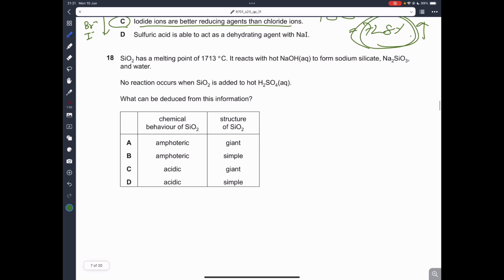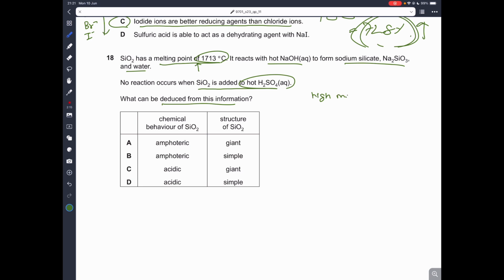Okay, question 18. SiO2 has a melting point of 1713, okay? It reacts with hot NaOH to form sodium silicate and water. No reaction occurs when SiO2 is added to hot sulfuric acid. What can be deduced from this information? Well, SiO2 has a very high melting point, so we can write it has a high melting point. It reacts with hot NaOH, so SiO2 is actually an acidic oxide, because it reacts with a base or an alkali to form sodium silicate and water. So we can write this equation: SiO2 plus NaOH producing salt and water.